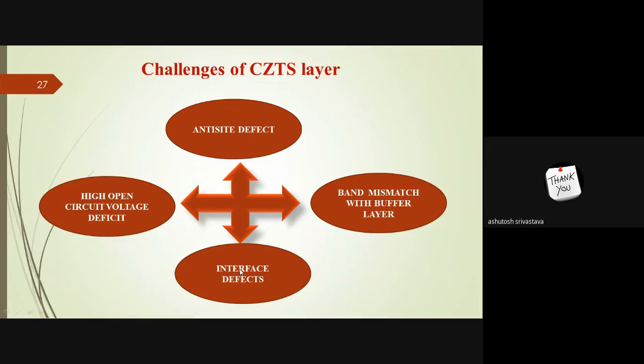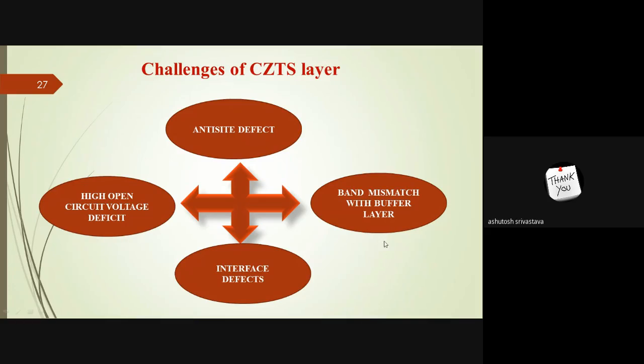Then there are interface defects. In the thin film solar cell device that I have shown, there is one buffer layer. This buffer layer and the CZTS layer have some interface issues, meaning there is some mismatch between the lattice constants of the two materials. Normally we use cadmium sulfide as the buffer layer in a CZTS-based solar cell. So interface defects are also a basic hurdle in improving this efficiency.